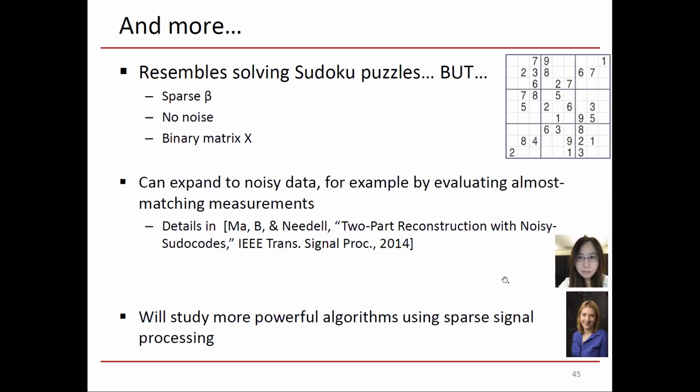So overall, we're going to study more powerful algorithms using sparse signal processing during that section of the course. But the idea that I'm trying to already give you is that even if you've been taught in linear algebra that we need more measurements than unknowns, if you have structure in the beta vector, that is not necessarily true anymore. So that'll be all for this module, and we'll continue next time.